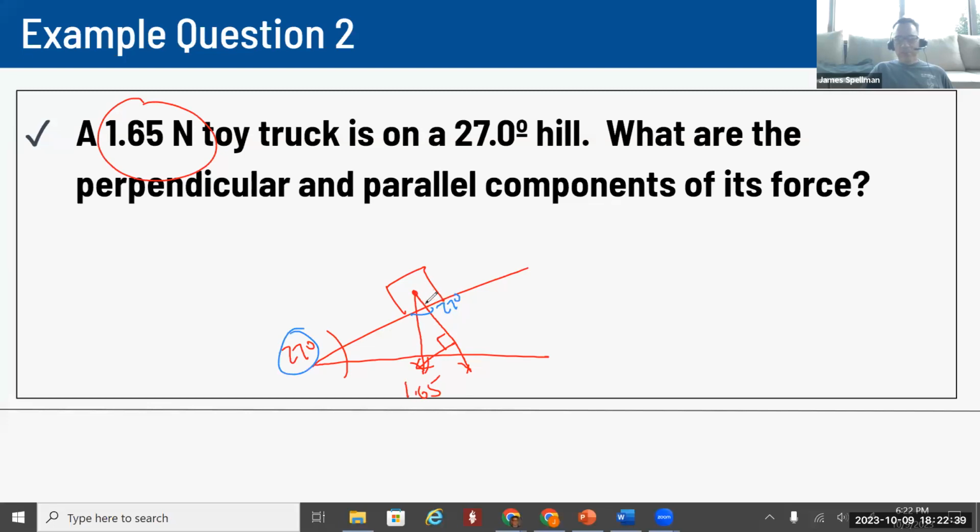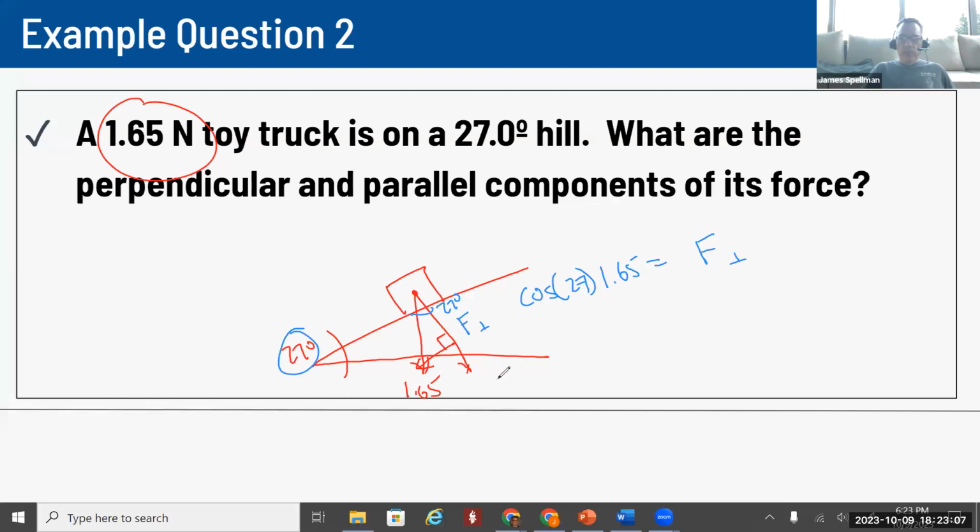So if I've got the 27 degrees at this angle and I'm trying to find the perpendicular force, this is going to be the adjacent side. So adjacent uses the cosine. Again, look at your reference sheet if you need to. We'd have the cosine of 27 degrees, and we're going to multiply that times the hypotenuse, which in this case is 1.65. And that should give us the force that's pushing into the ramp.